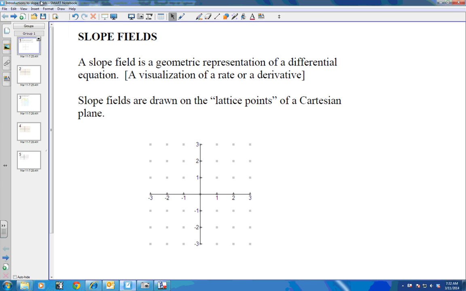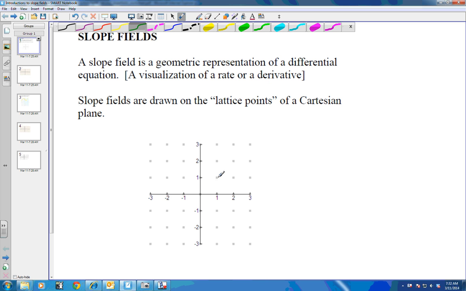Okay, this video still goes with section 6.1, and 6.1 introduces what we call slope fields. A slope field is a geometric representation of a differential equation, or it's a way to visualize a derivative, okay? Slope fields are drawn on the lattice points of a Cartesian plane.